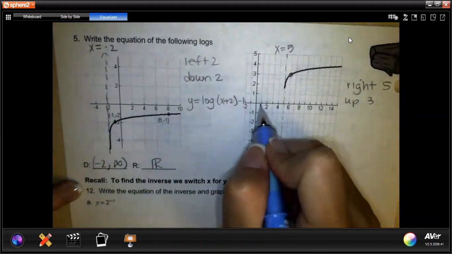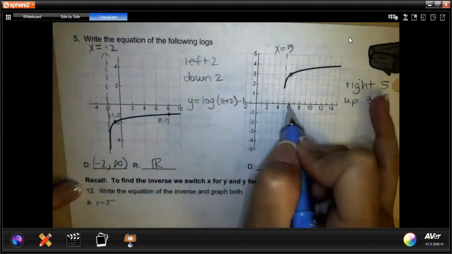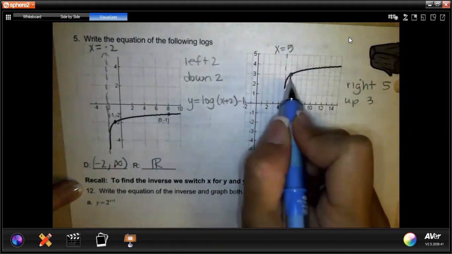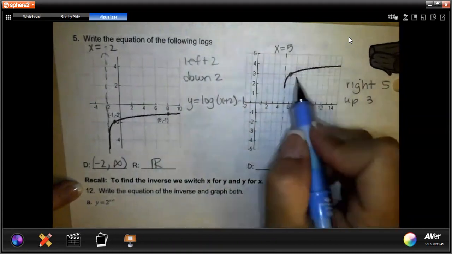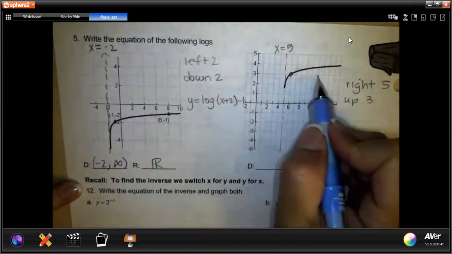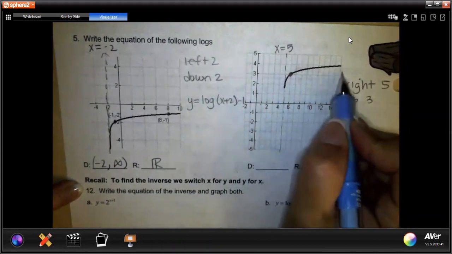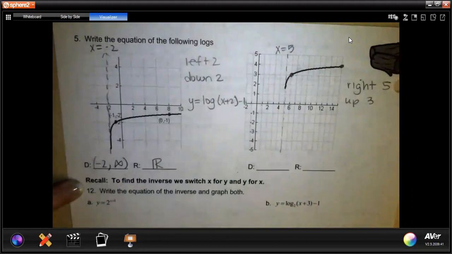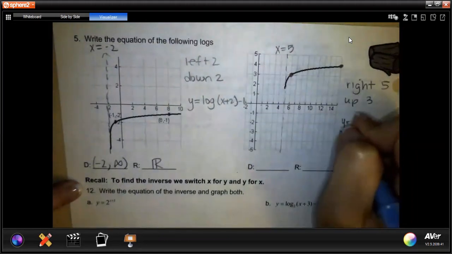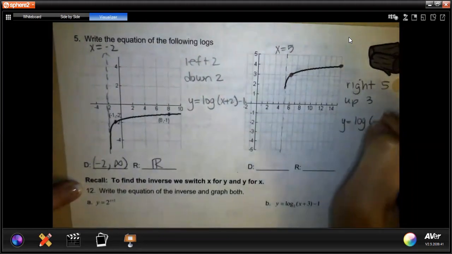So we went from 1, 0, moved it to the right 5. We already knew that one because of the vertical asymptote. And then we moved it up 1, 2, 3 to get it on the graph. To check the next point over, it went over 9 and up 1. And so we know that that's that parent function again, has not moved. So we get log of x minus 5 plus 3.